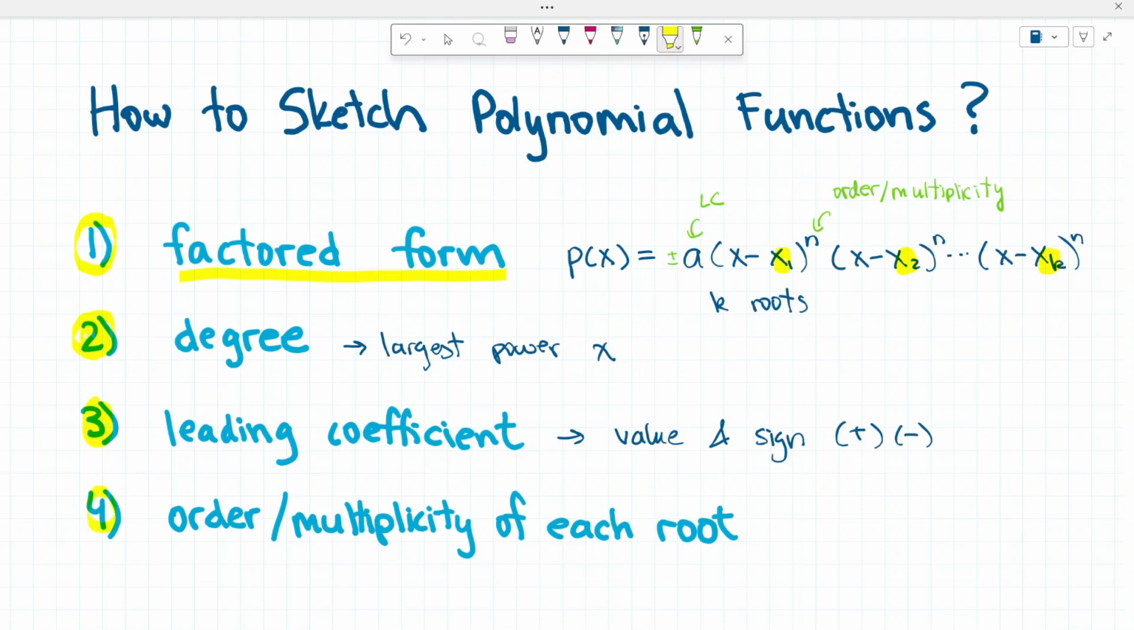And lastly, you want to look at the order of the multiplicity of each of the roots, which I said would be kind of like your n value here that I wrote, your exponent for each one of your factor terms. So for each root, you need to determine your order. And that will determine how the function crosses or interacts with your x-intercept. So we'll get to that as we get on to our graphing.